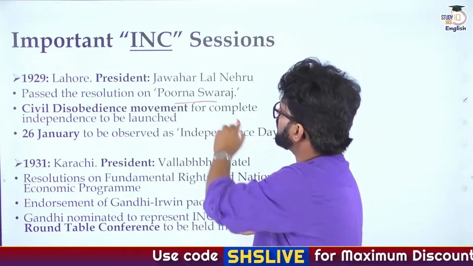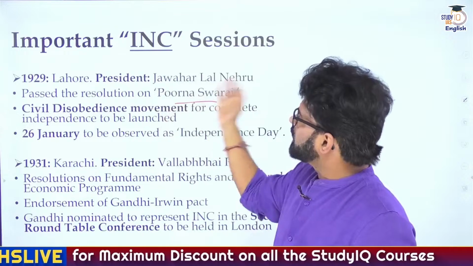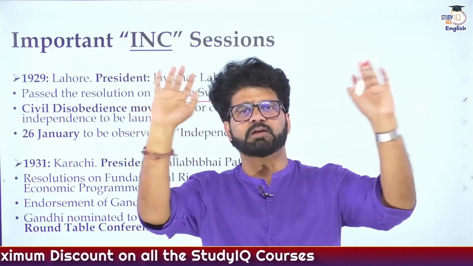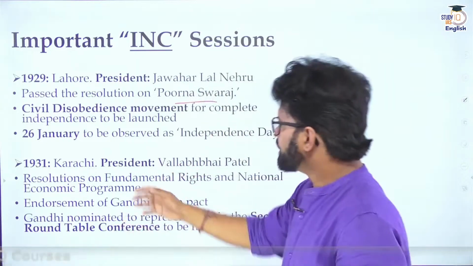We have talked about Poorna Swaraj. Up until now, we were talking about dominion status, civil disobedience movement to be launched, and 26 January 1930 was celebrated as Independence Day on the bank of river Ravi.